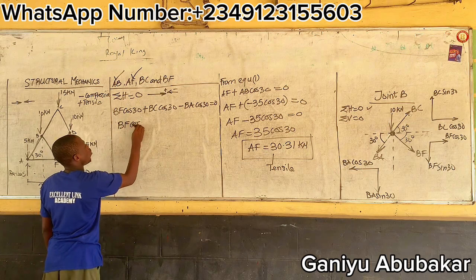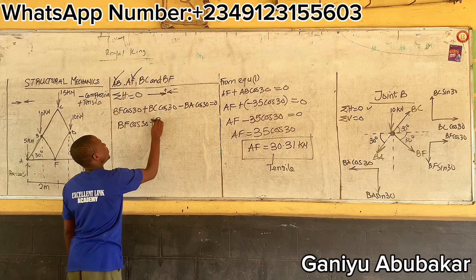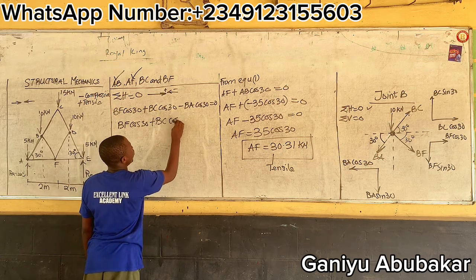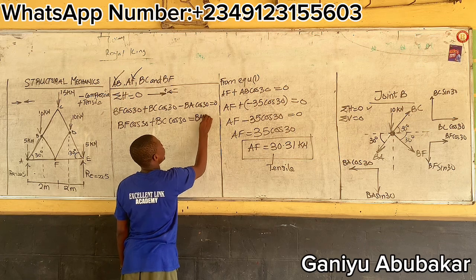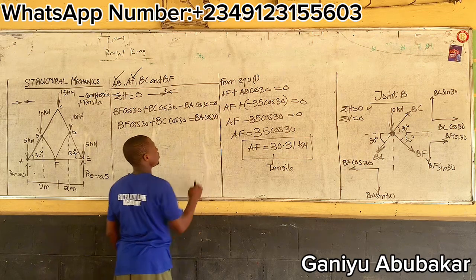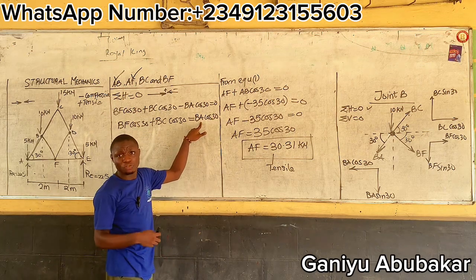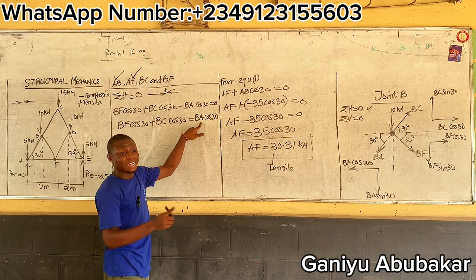BF cos 30 plus what? BC what? Cos 30. What do we take this one here to become? BA cos what? 30. What's BA? Check your solving. A, B and B are the same.